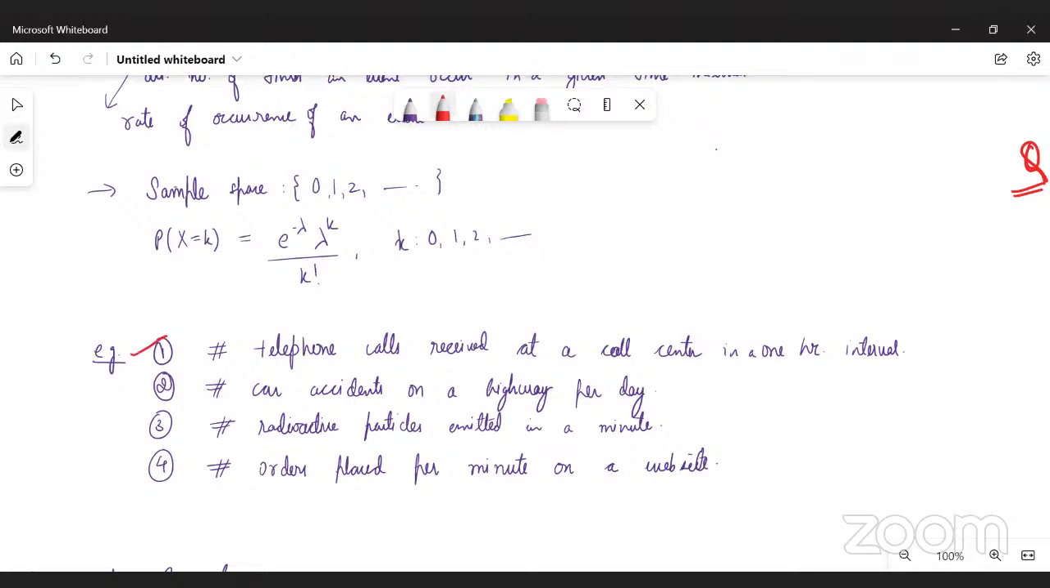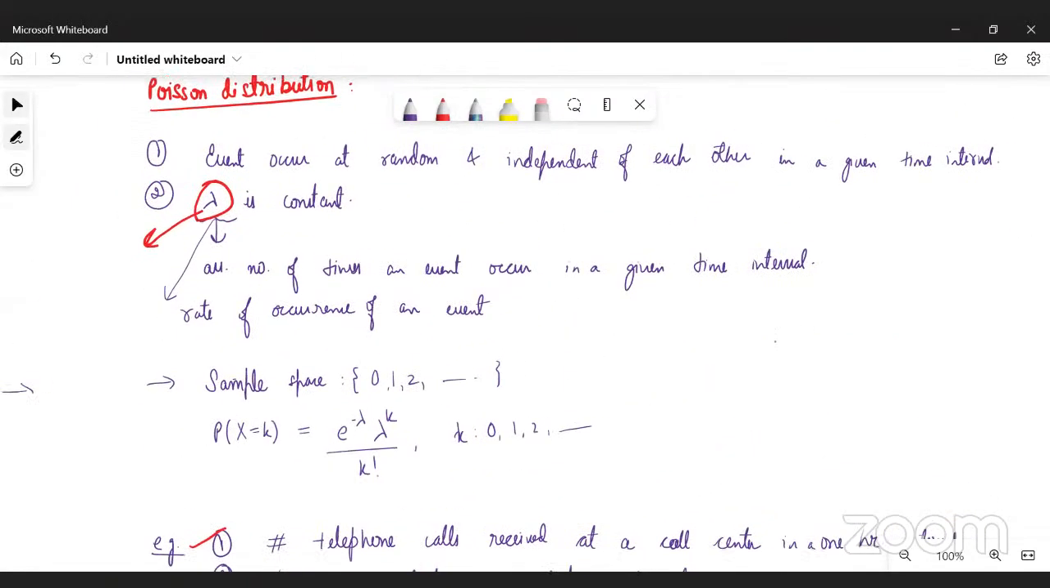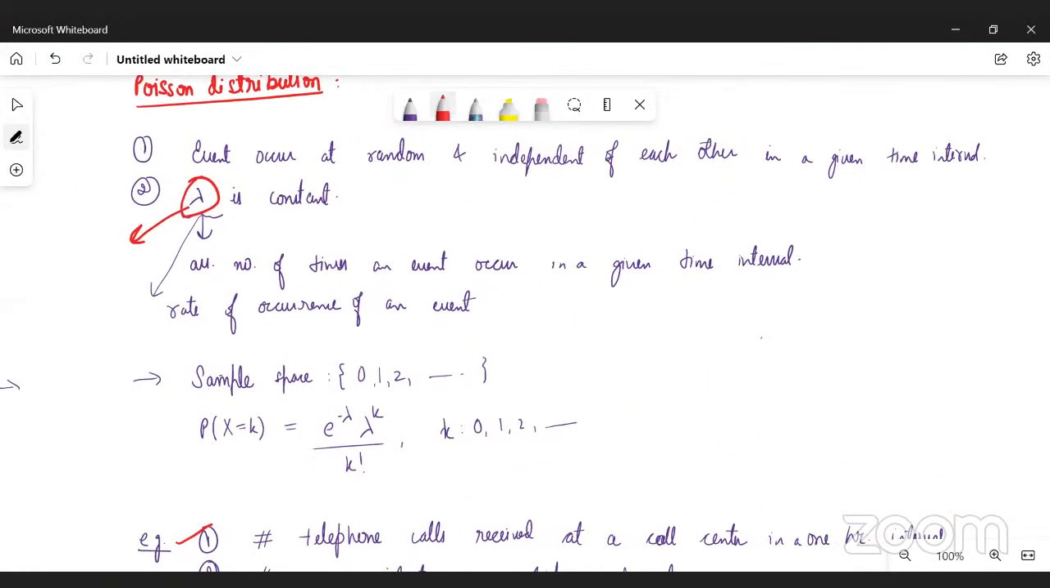The number of car accidents that happen on a highway per day or per week, such a situation models Poisson. The number of radioactive particles emitted in a minute. The number of orders placed per minute on a website. So in each case, your parameter lambda is going to be constant. That is given, that is nothing but the rate of occurrence of the event. So lambda should be constant, the first thing.